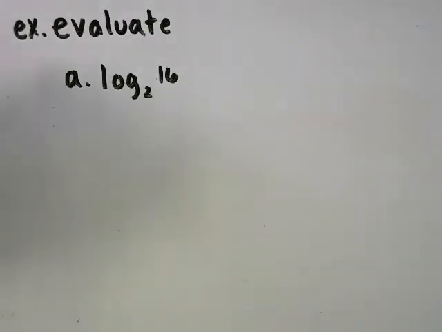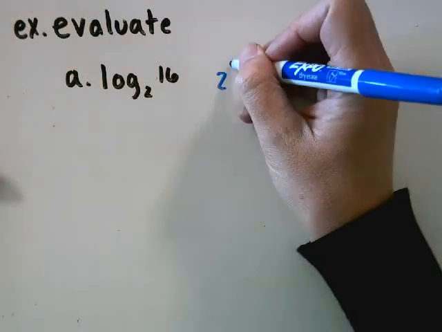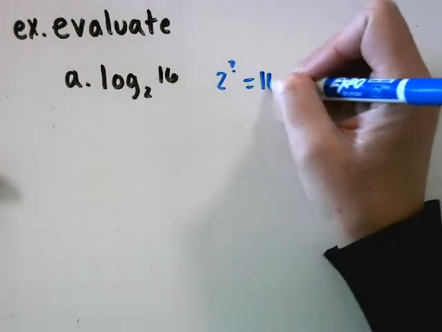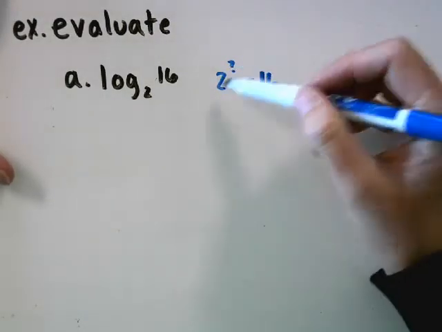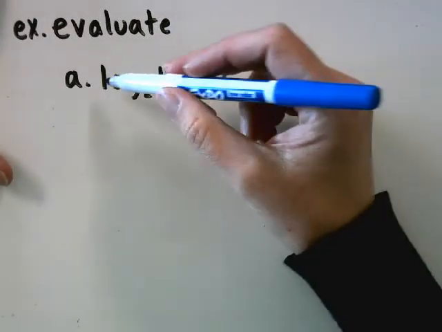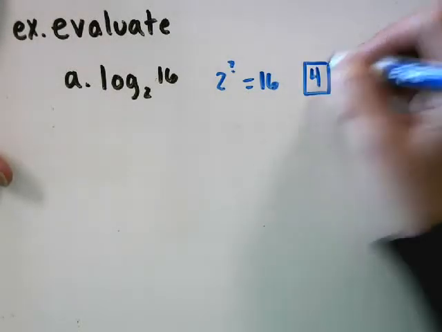So for our examples here, we're going to evaluate different logarithms. So log base 2 of 16 is a value. If we think about it exponentially, we're saying 2 to what power gives me 16? Well, in this case, 2 to the 4th gives me 16, so log base 2 of 16 is equal to 4.